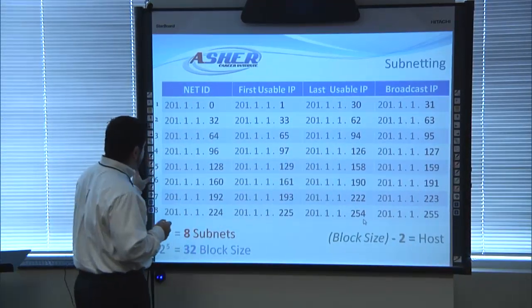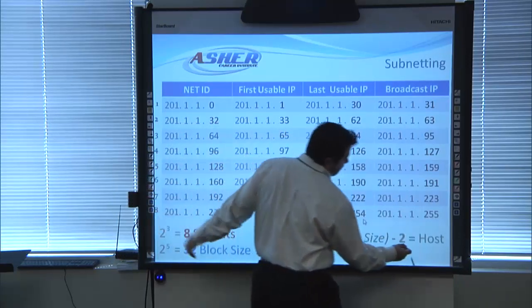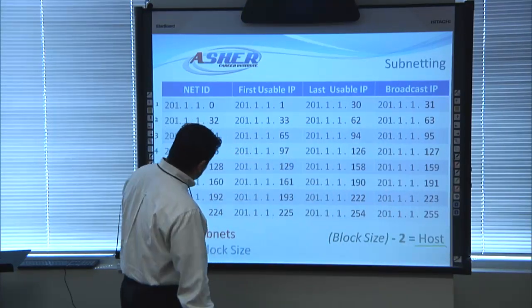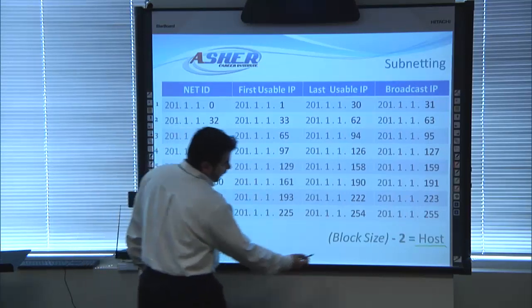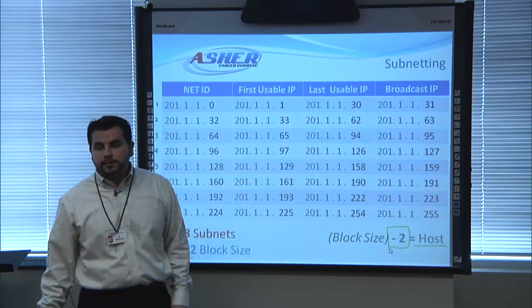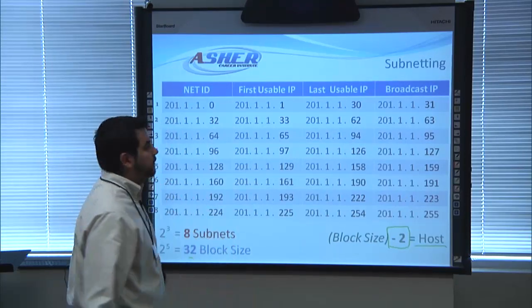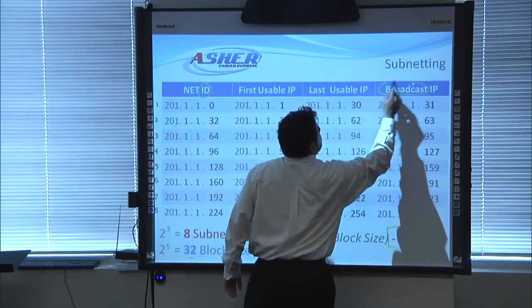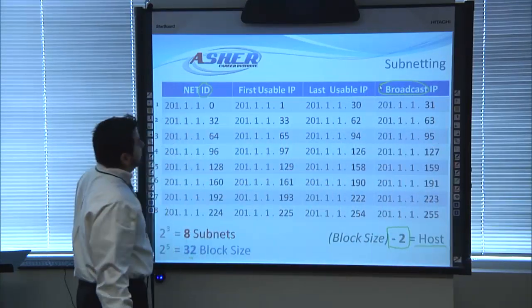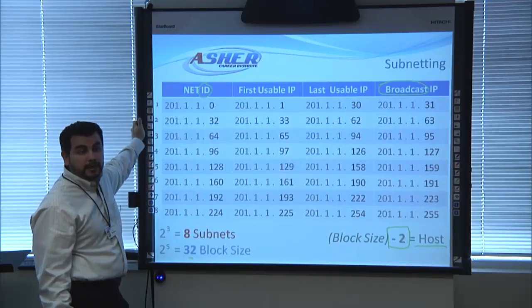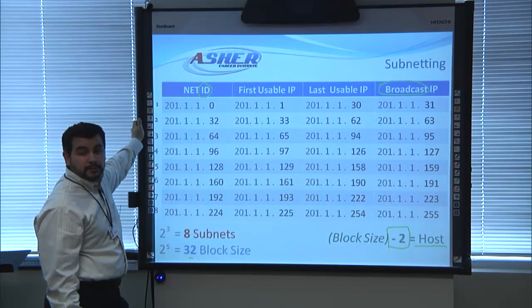All right, so if you ever wanted to know how many hosts or how many computers will I have in my network, you always take your block size and you subtract 2 from it. Now why are we subtracting 2 again? For the ID and for the broadcast. Okay? All right. So, any questions? No? I know it's quite a bit.